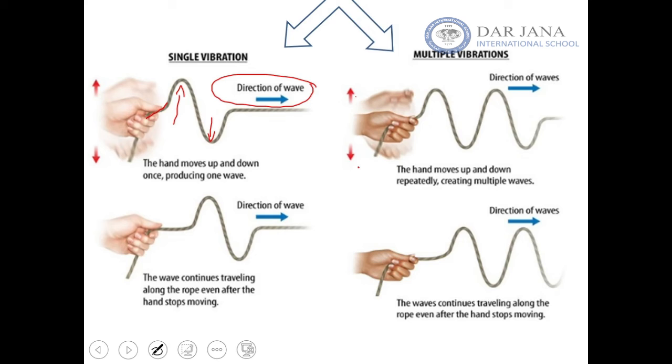Now, if you move your hand one time up and down and then you stop, the wave will continue to transfer along the rope. Here you have the same idea. If you move or shake your hand up and down several times and then you stop, the wave along the rope will not stop. It will continue moving along the rope.